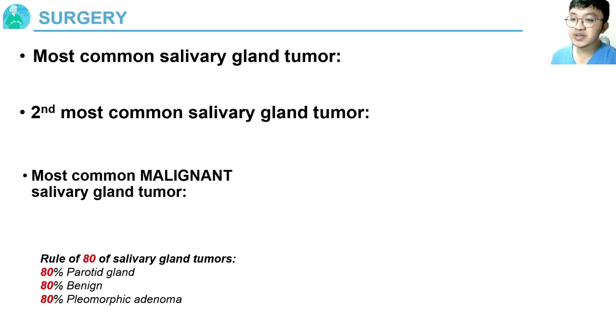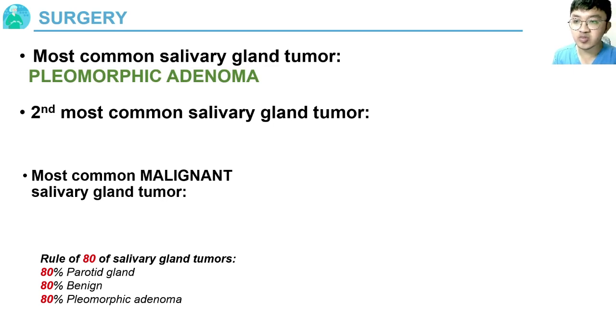What's the most common salivary gland tumor? This is your pleomorphic adenoma. Again, the most common salivary gland tumor is your pleomorphic adenoma, otherwise known as your benign mixed tumor. Next, what's the second most common salivary gland tumor? This is your Warthin's tumor.